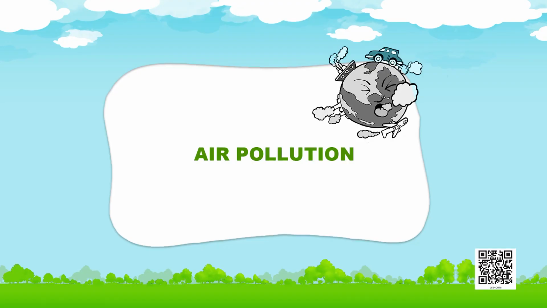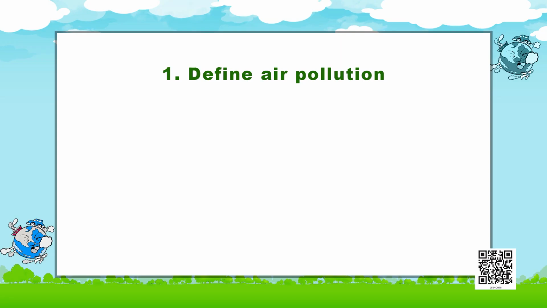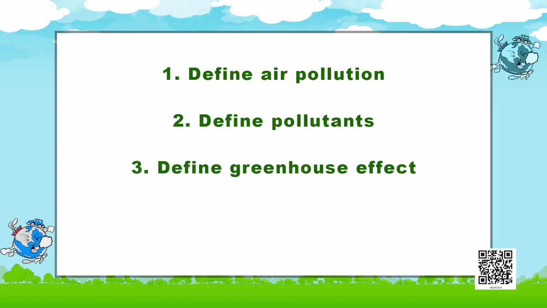In this video, we will be discussing chapter 18 of class 8 NCERT textbook, that is pollution of air and water. Today, we will be focusing on air pollution. At the end of the class, the students will be able to define air pollution, define pollutants, define greenhouse effect and explain global warming.